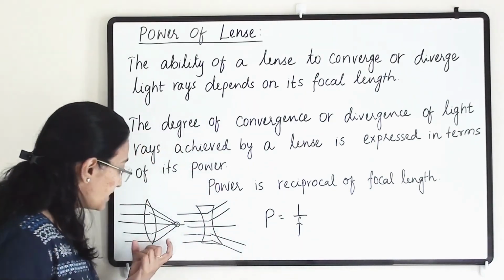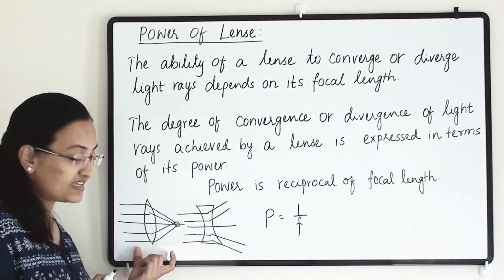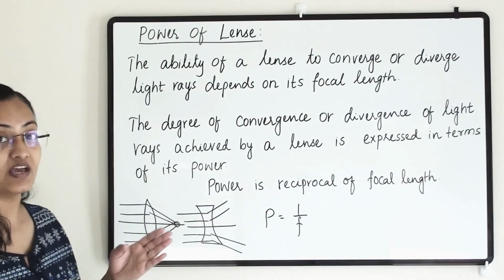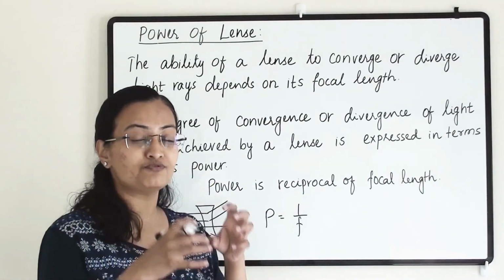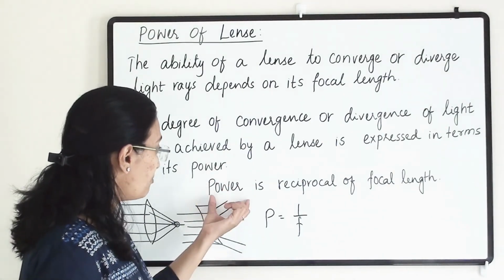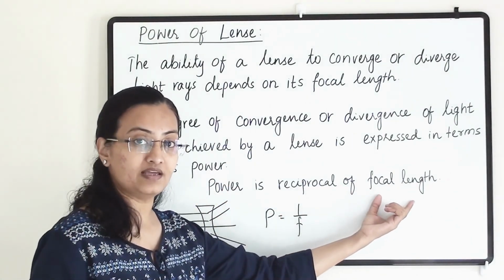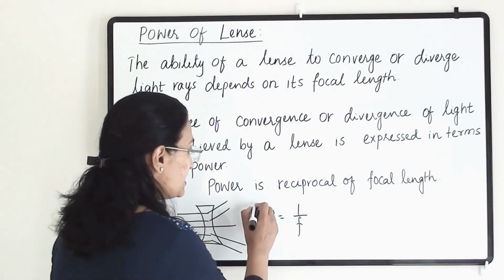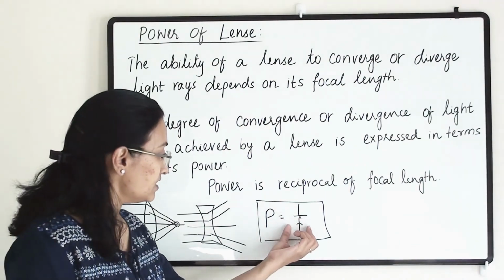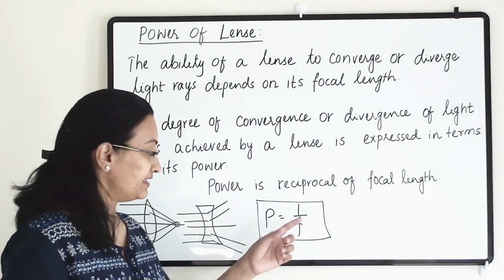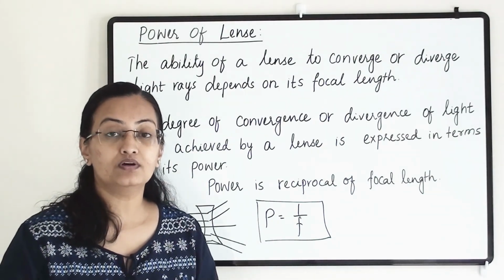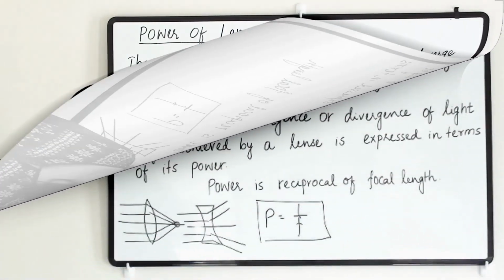So here convergence we can see in a convex lens, and divergence we can see in a concave lens. But how much they are bending light, or how much this phenomenon they can show us, depends upon the power. Now power is the reciprocal of focal length, so P equals 1 divided by F. So when we take the reciprocal of the focal length, we get the power.